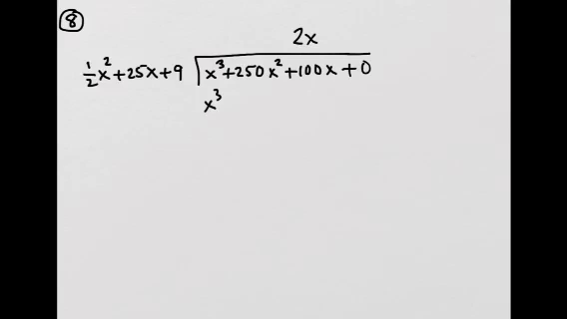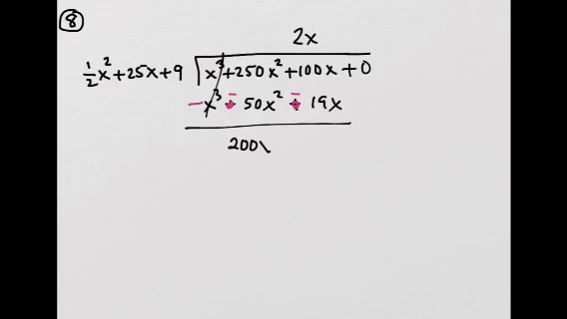2x times 25x gives me 50x squared. And 2x times 9 gives me 19x. So now I'm going to subtract or add the opposite, so that means I'm going to change the sign, so that plus becomes a minus and that plus becomes a minus. And so combine your like terms, that's a 0 right there. 250 minus 50 is 200. And 100 minus 19 is going to be positive 81x. Bring down the 0.